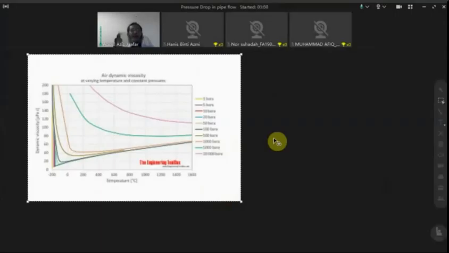Now we're going to look at the variation of the dynamic viscosity with other properties such as temperature and pressure. We're going to look at air and water, because air and water will be the most used fluids in this course.